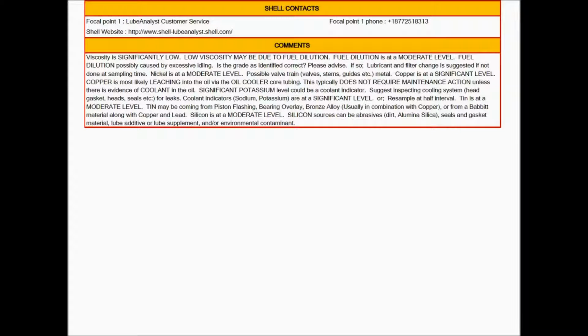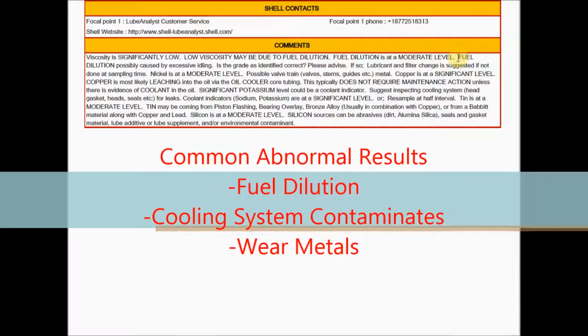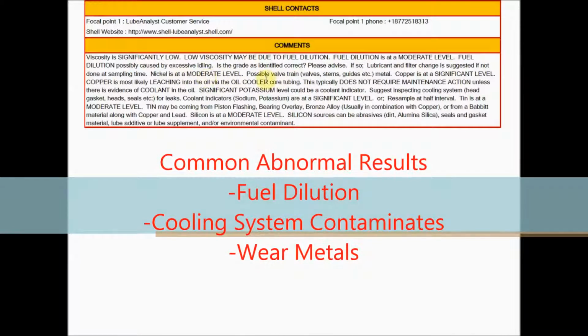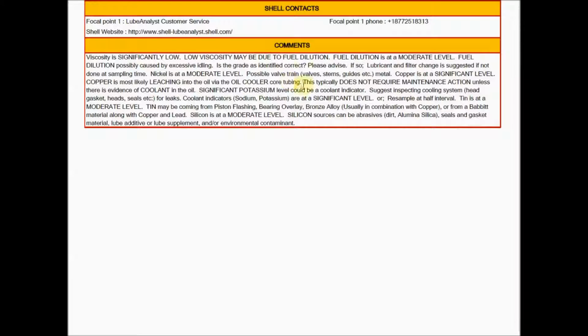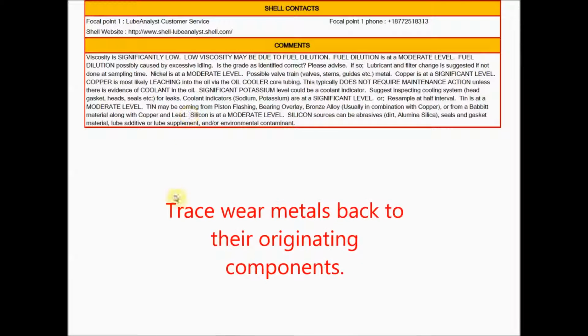The comments section includes lab-provided information helping diagnose any abnormal results. Here you can see an extreme example where several items were flagged and a possible cause for each is provided. We seldom see all of these in one report. However, low viscosity due to fuel dilution and contaminants from the coolant system are common findings. If you have provided a sufficient equipment description, such as describing the make and model of the engine, the lab can indicate what internal components could have caused the appearance of any wear metals.